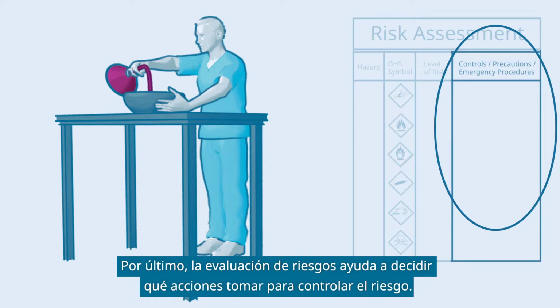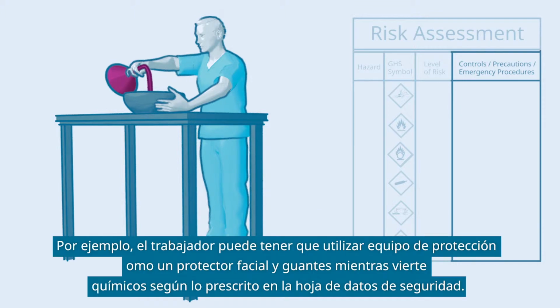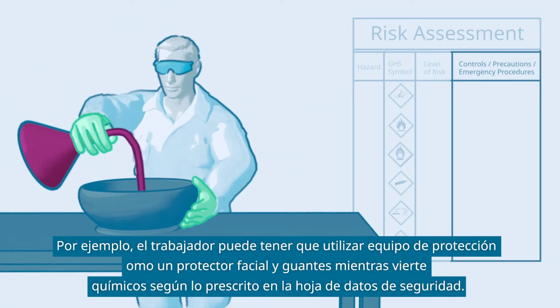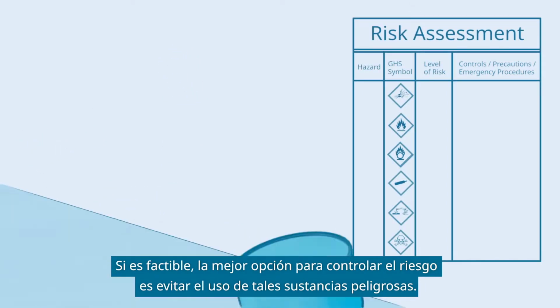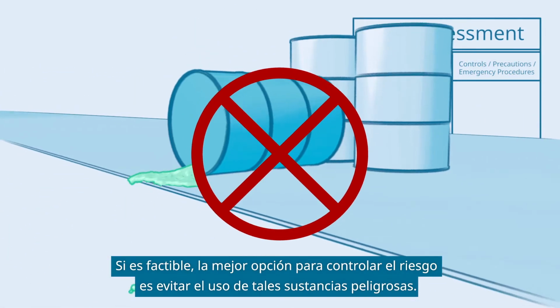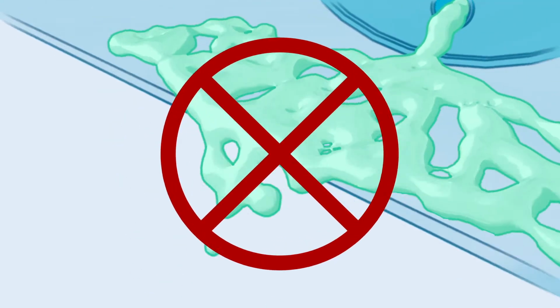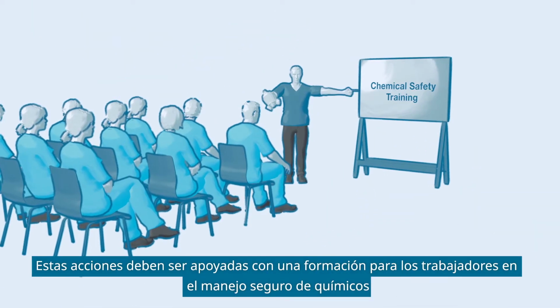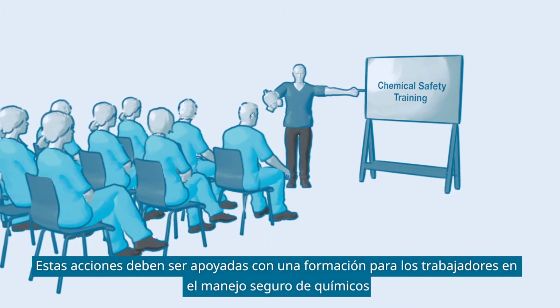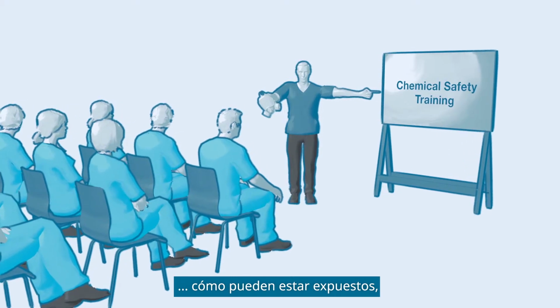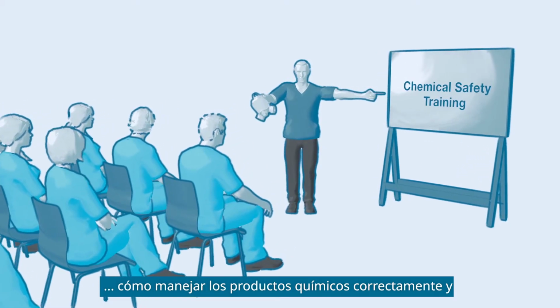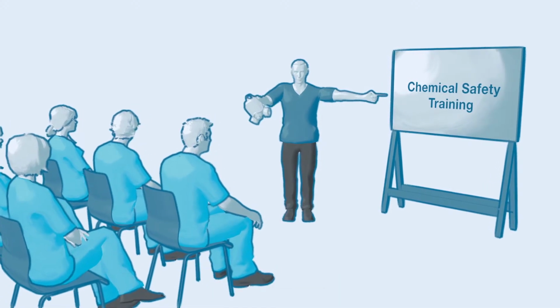Finally, the risk assessment helps to decide what actions to take for controlling the risk. For example, the worker may have to use protective equipment, such as a face shield and gloves, while pouring as prescribed in the safety data sheet. If feasible, the best option to control the risk is to avoid using such hazardous substances. These actions need to be supported by a chemical safety handling training, which educates workers on the possible chemical hazards, how they may be exposed, how to handle chemicals properly, and how to protect themselves.